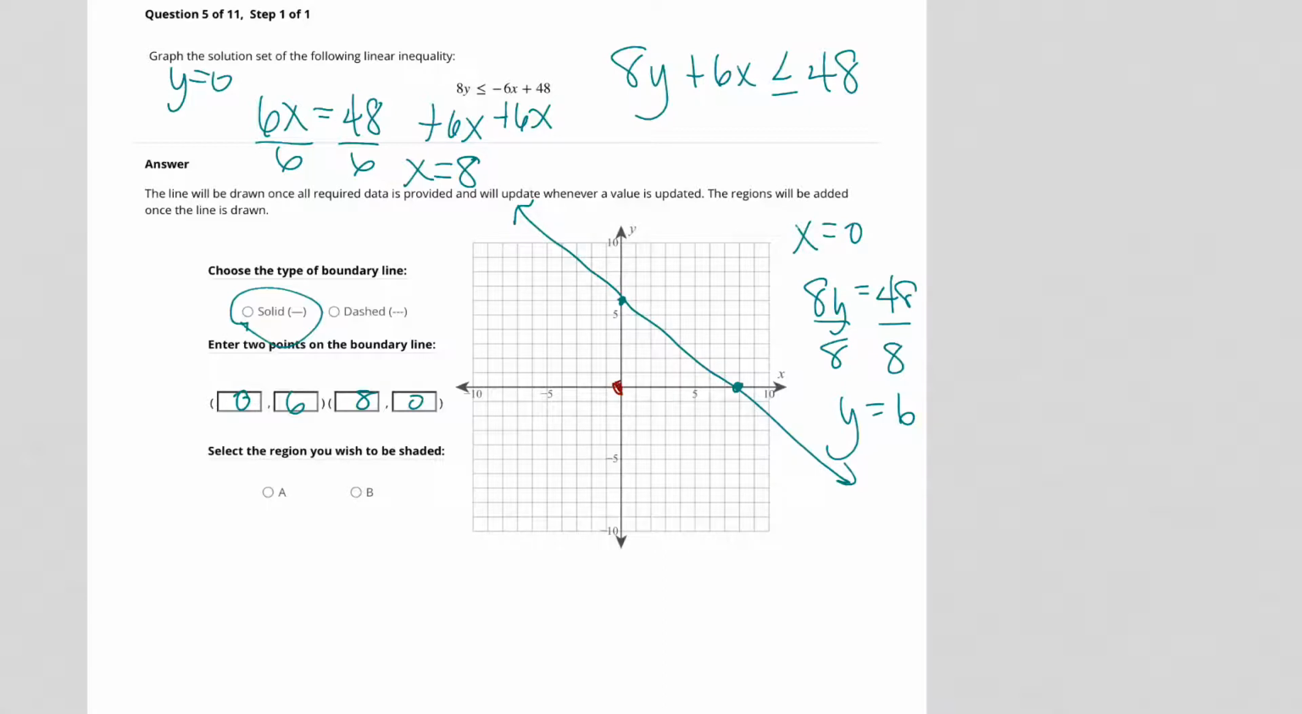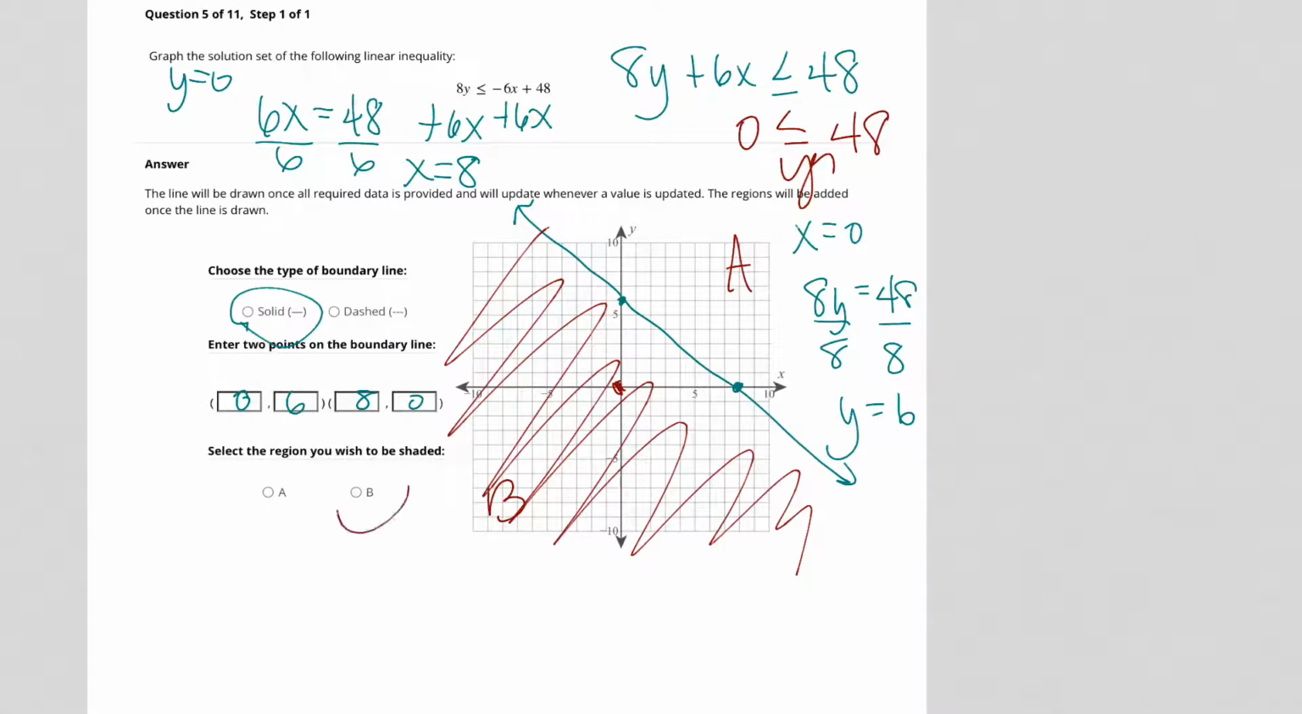I'm going to test the point 0, 0. Is 0 less than or equal to 48? Yes. Oh, and I forgot to say, A is up there, B is down here. So that means I'm going to shade the half plane that is B.